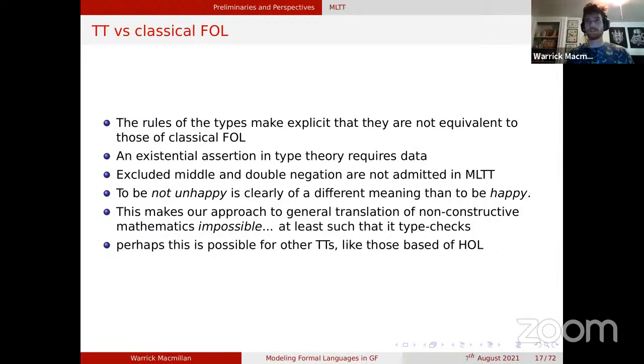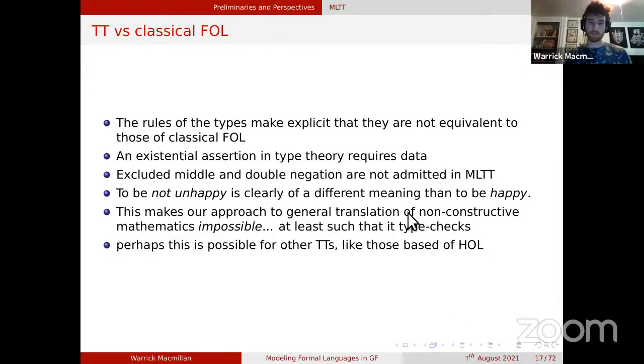But once you get used to it, it becomes very clear. But the elimination rules of the exists or the sigma type are very different in some sense. And also part of that is because an existential assertion in type theory requires data. So to say there exists something such that blah, blah, blah, you have to give a witness and a proof that the witness satisfies the predicate.